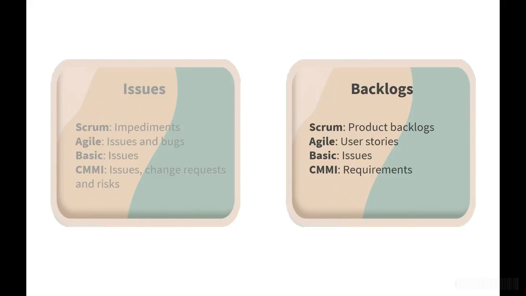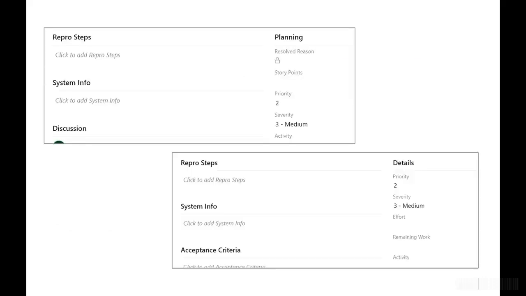The basic process uses the term issues for its backlog items, and for the CMMI process, the backlog items are known as requirements. There are differences in the work items too. You can see that in this example.